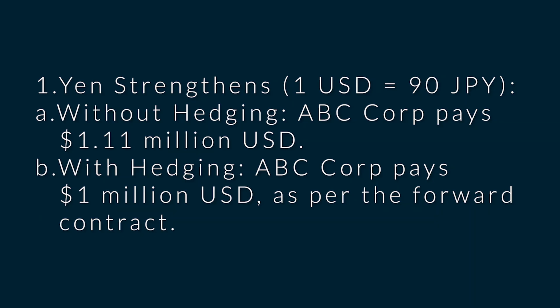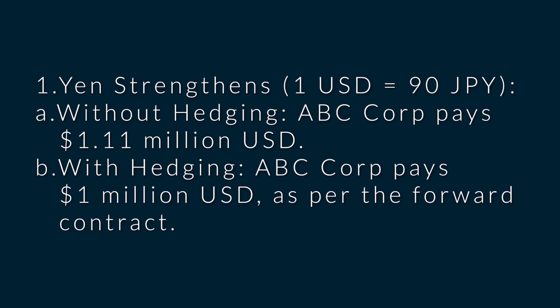And again, as I said, 3 things can happen. But in this case, what are the results here? So what could happen here will be something like this. 1, the yen strengthens, that is 1 USD is equal to 90 Japanese yen. So at this point, without hedging, the company pays 1.11 million USD.